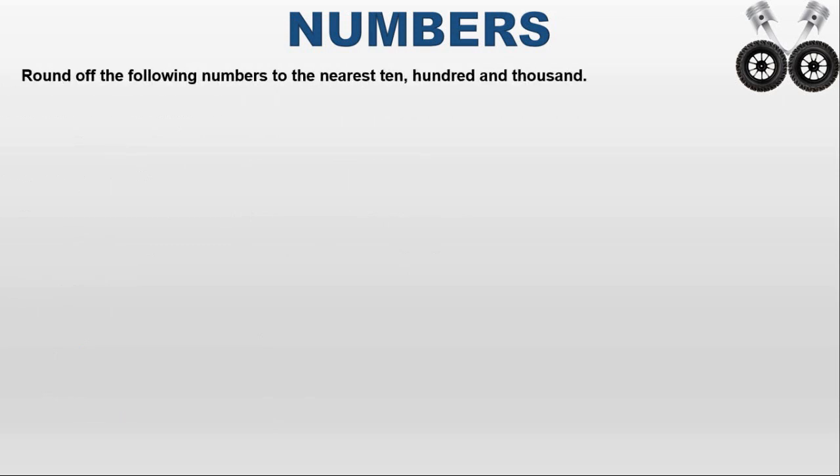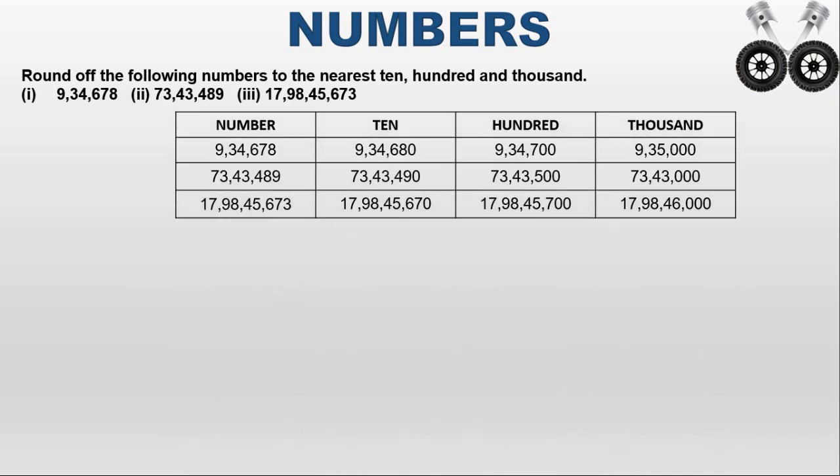So what is the next question? Round up the following numbers to the nearest 10, 100 and 1000. So 3 numbers are given. For these 3 numbers you have to round up to 10, 100 and 1000. So what is the first number?